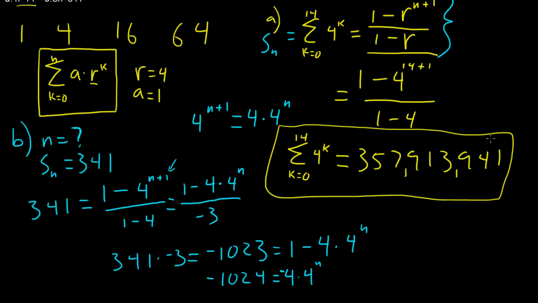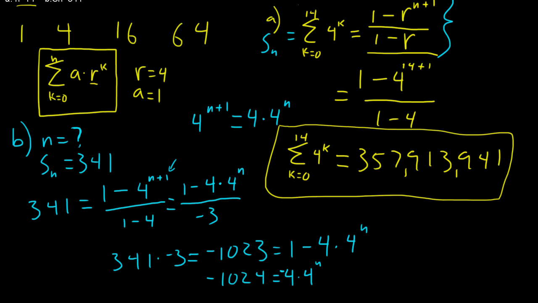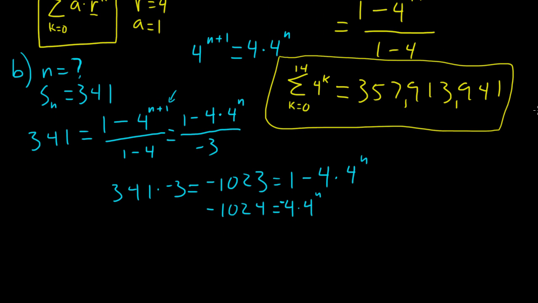Alright, so let's pull out the calculator. 1024 divided by 4 is equal to 256. So let's go ahead and scroll down here. If we divide both sides by negative 4, this is going to be positive 256, because we have the negative value here and the negative value over here. So positive 256 is going to be equal to 4 to the n.